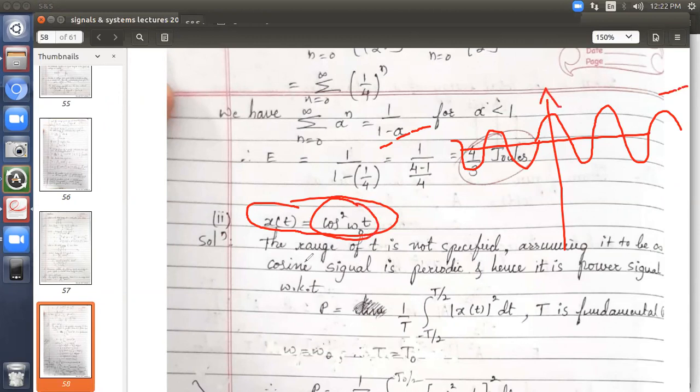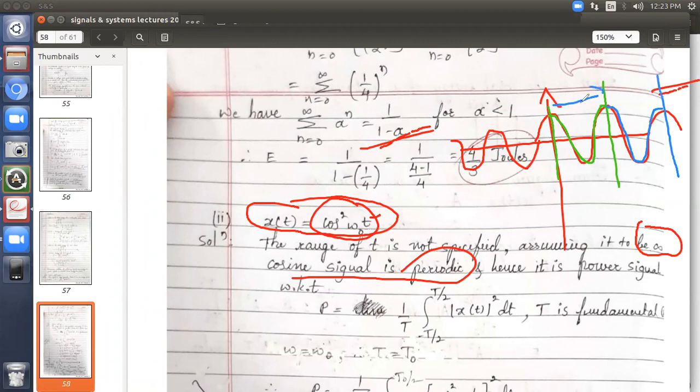So what is the observation? Here, as the time range is not specified, I will consider both negative and positive sides, minus to plus infinity. So assuming that I'm taking it as an infinite signal, the cosine signal is periodic. It is a periodic signal because if you take one cycle, let me just mark it by this green line, from the starting point till this, the signal is there. After that, the signal repeats. After that, the signal repeats. See here. So one time period is this much.